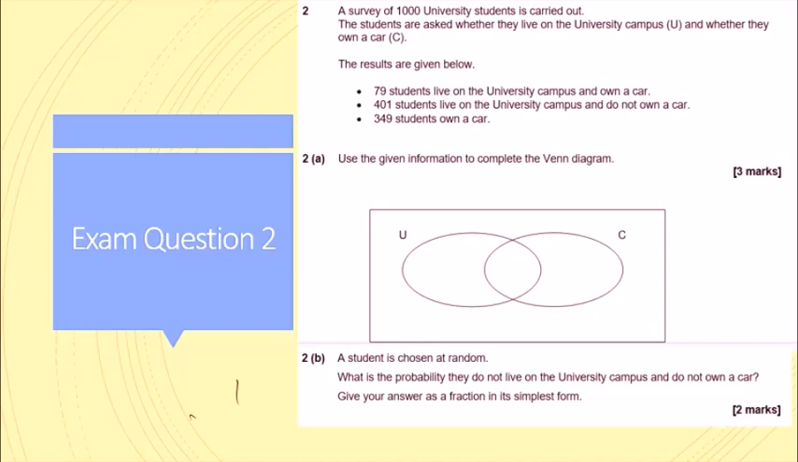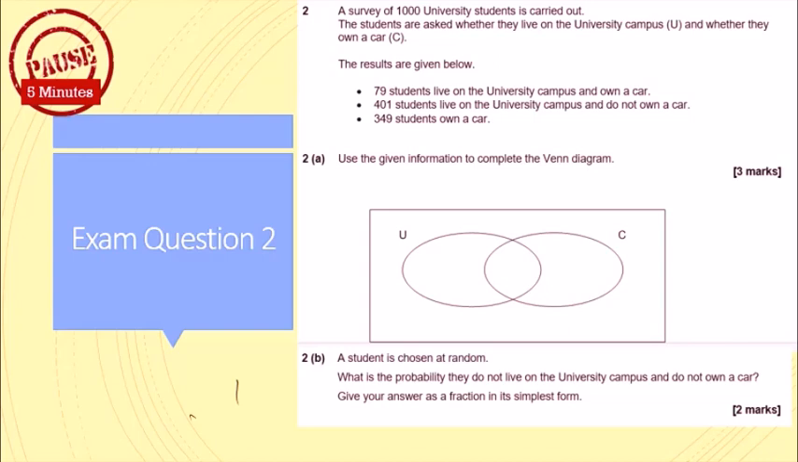Right, question number 2 then. Again, a 5-mark question. A survey of 1,000 university students is carried out. The students are asked whether they live on university campus or whether they own a car. So the results are shown. Read through that information, draw a Venn diagram, complete it, and then have a go at the exam question. Taken from an AQA exam paper. Press pause, give yourself 5 minutes please.